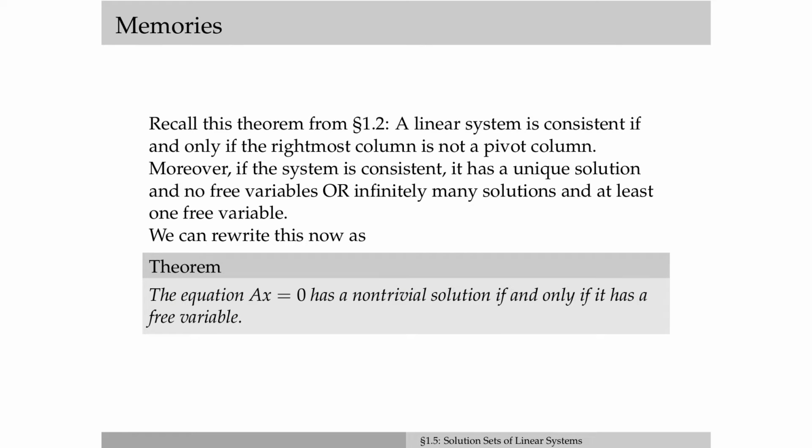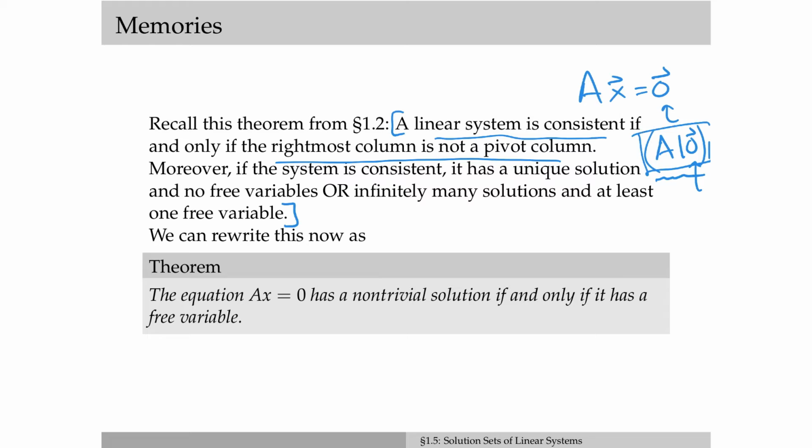All right, now, remember this theorem from 1.2. It was a rather lengthy one. It reads thus: a linear system is consistent if and only if the rightmost column is not a pivot column. Well, if you have a linear system that turns into the augmented matrix [A | 0], is the rightmost column ever going to be able to be a pivot column? Well, no, because it's always going to be comprised solely of zeros. So that means this is always consistent.